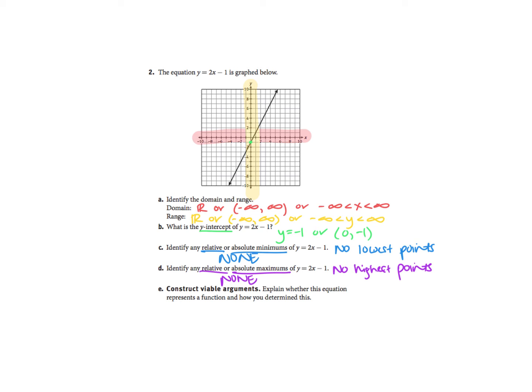If it touches just once, then it's a function. So doing that, I can see, yeah, it only crosses once. So we know that, yes, this is a function. So it does work as a function by the vertical line test.